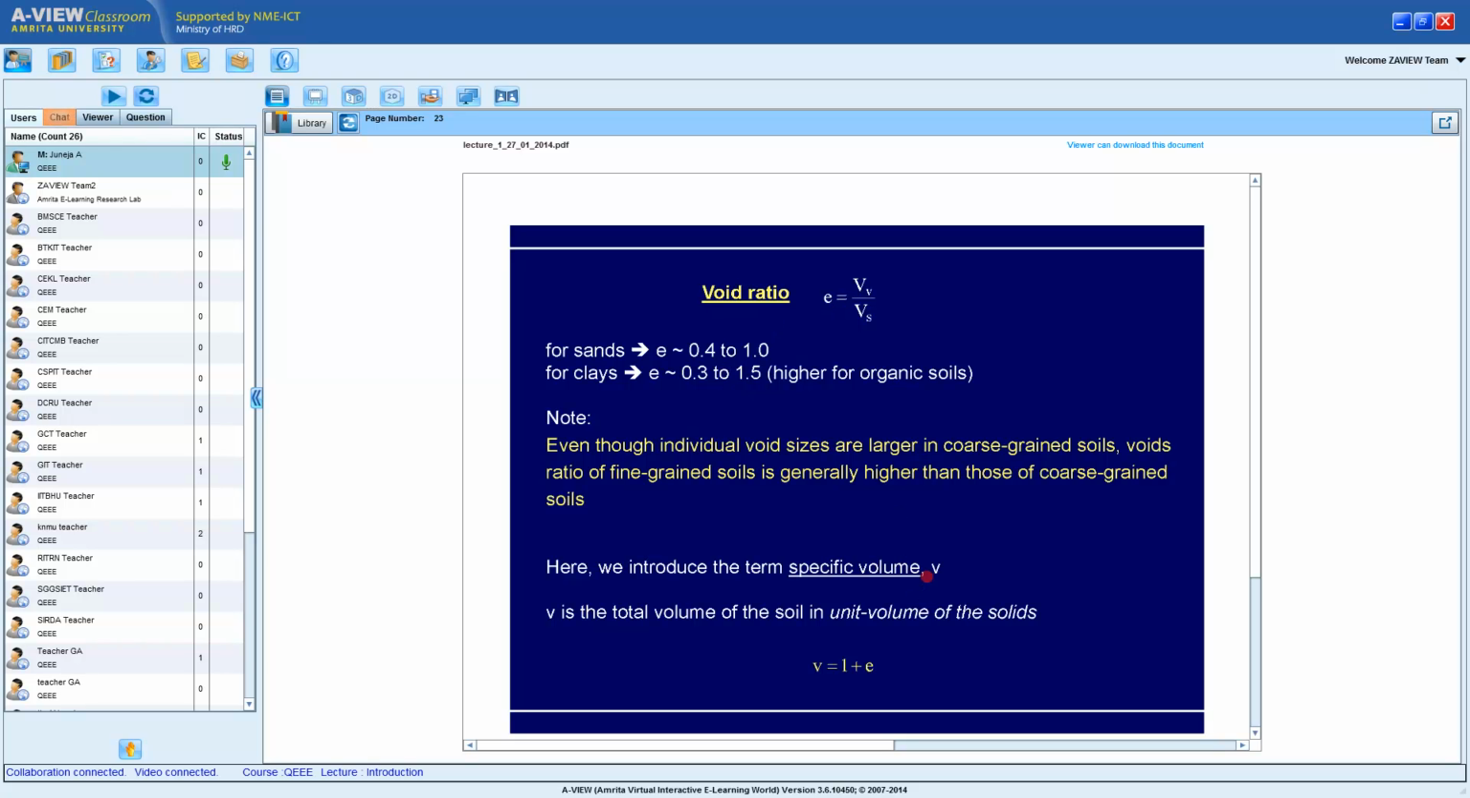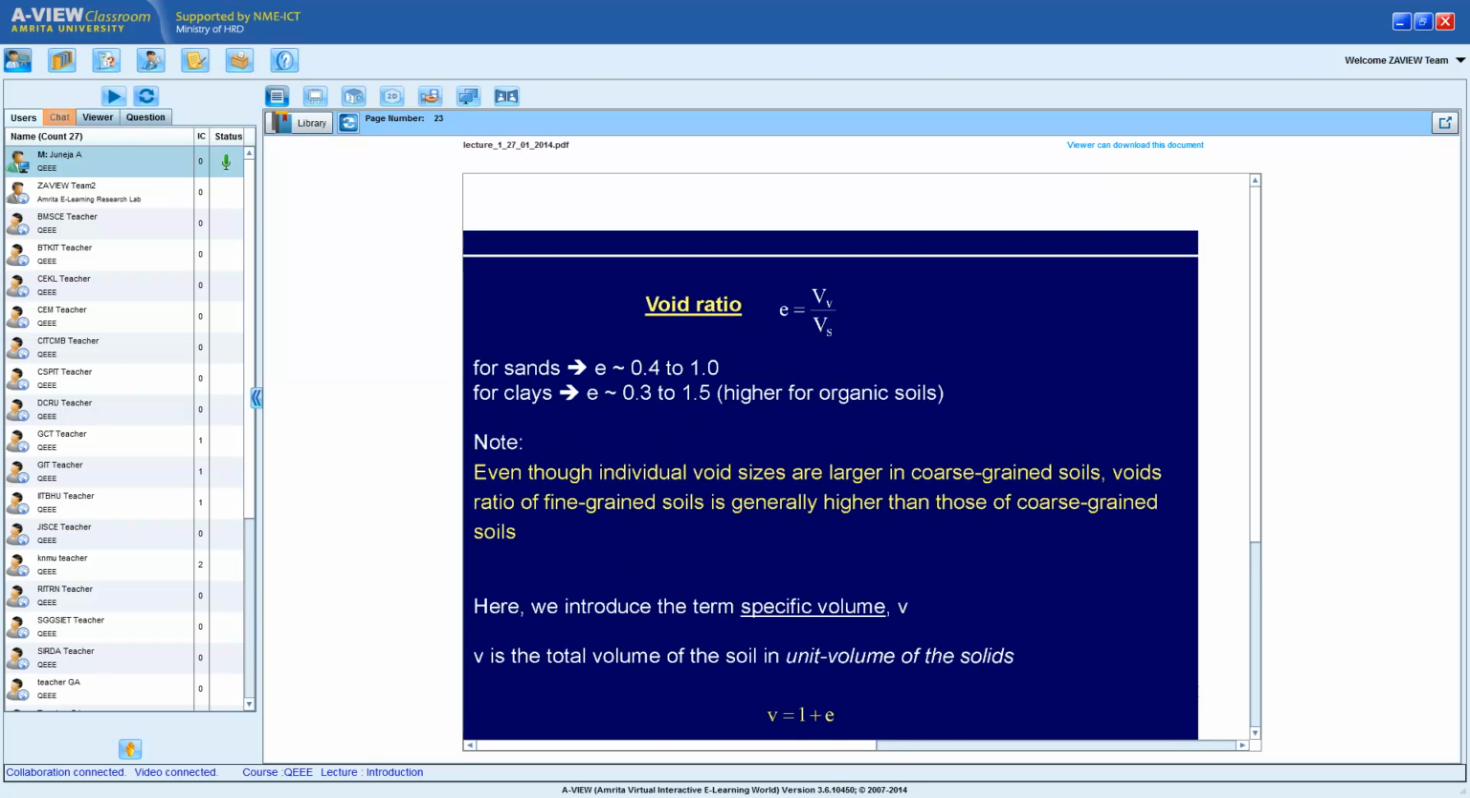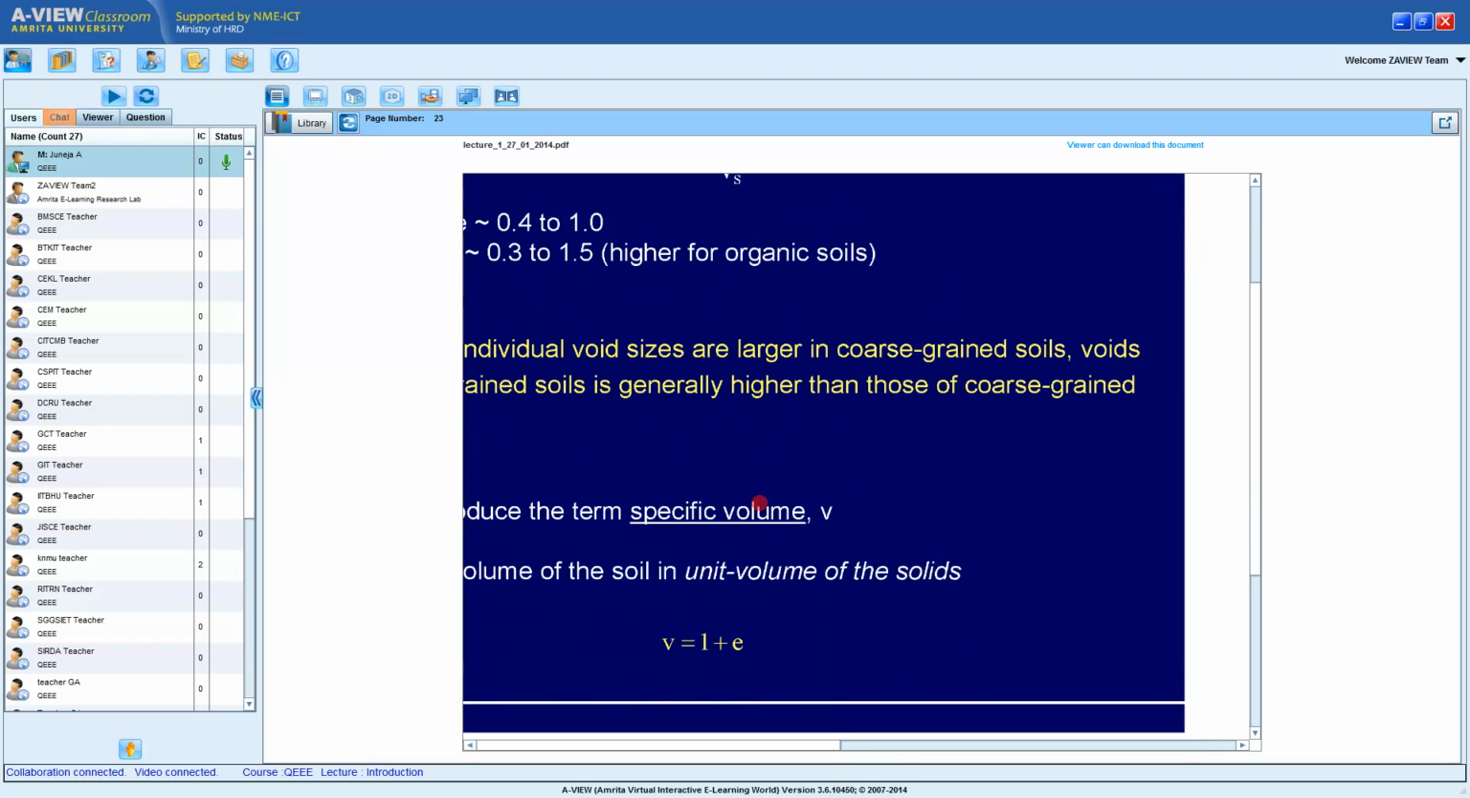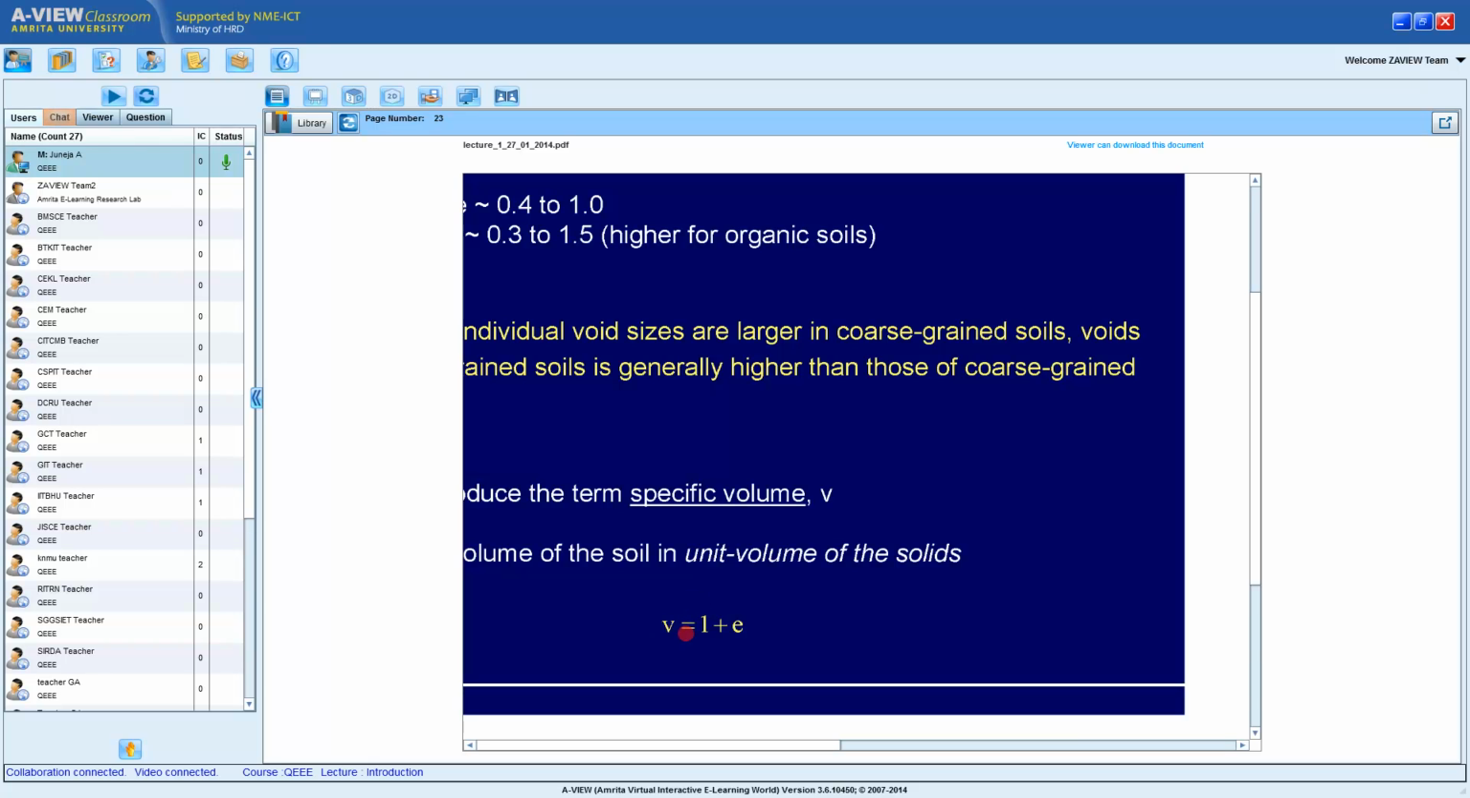We will introduce one more term which is called specific volume. It's represented by small v, and specific volume in fact represents the total volume of the soil. So when I say specific volume, small v, I'd like you to look at the bottommost equation. Okay, I'll just zoom in. The bottommost equation is small v, specific volume, equals 1 plus void ratio.